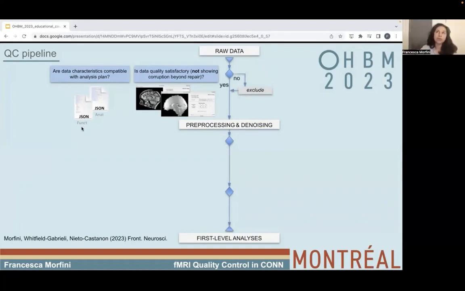Such issues, if found, might warrant exclusion of that data even prior to preprocessing and denoising. For example, if a region of interest, whether it's the cerebellum or some other portion of the brain that one is interested in studying, is cut out and not present in that specific run.